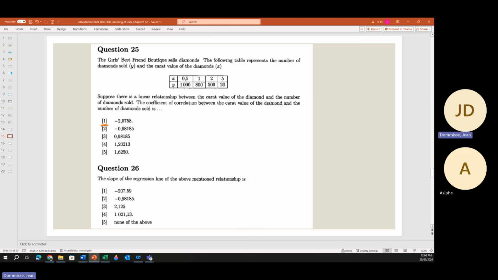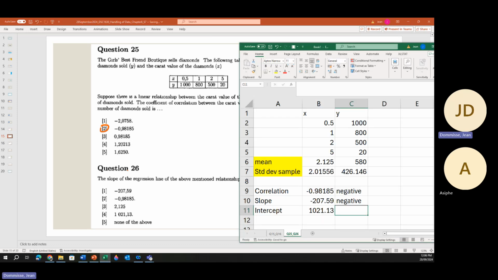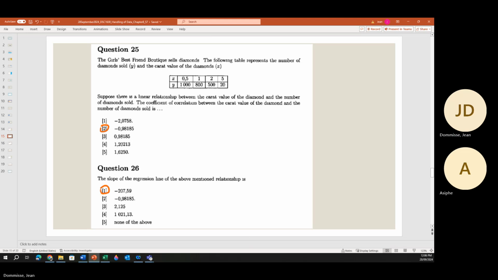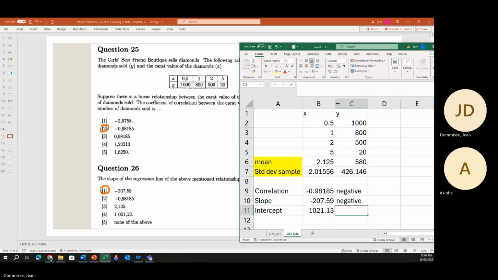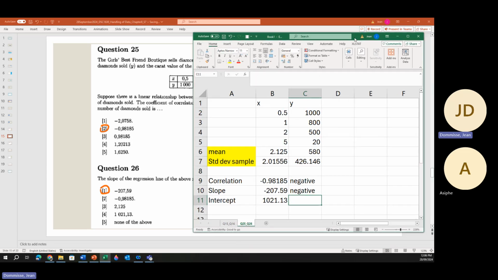0.98185, so that would have been the correct one that we're looking at. Then if we look at the slope, it is negative, so minus 207.59. Okay, so just by using Excel and the data, we were able to work that out.